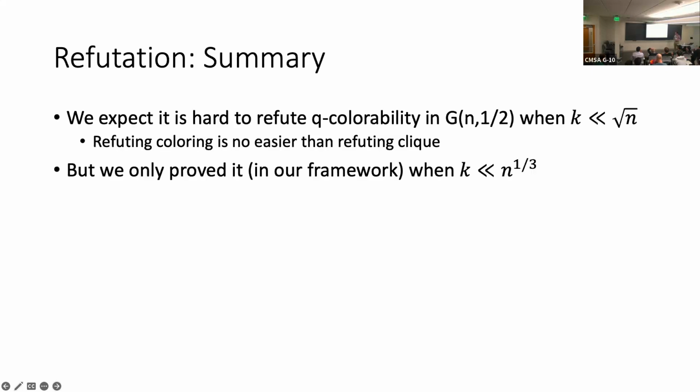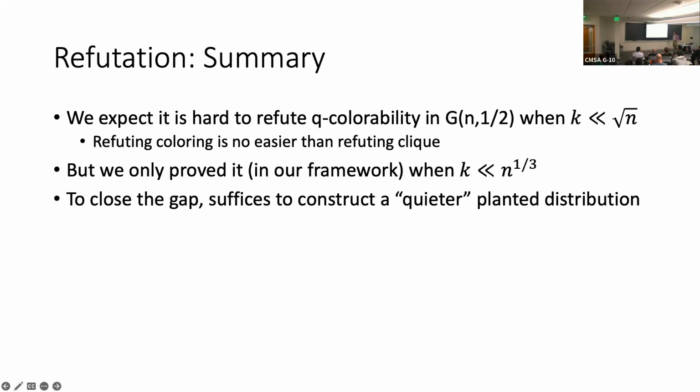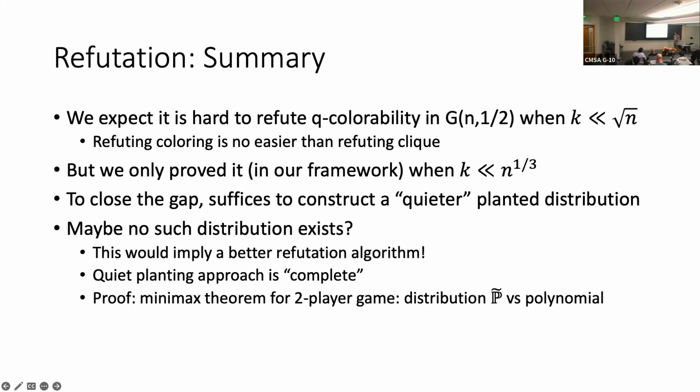All right, so just to wrap up, what did we conclude about refutation? Well, we probably still think the answer is root n if we believe the sum of squares, but we've only proved it for k up to n to the 1/3, and we'd like to hopefully close this gap by constructing this quieter planted distribution, a distribution that has a Q-coloring but looks a lot like G(n,1/2).